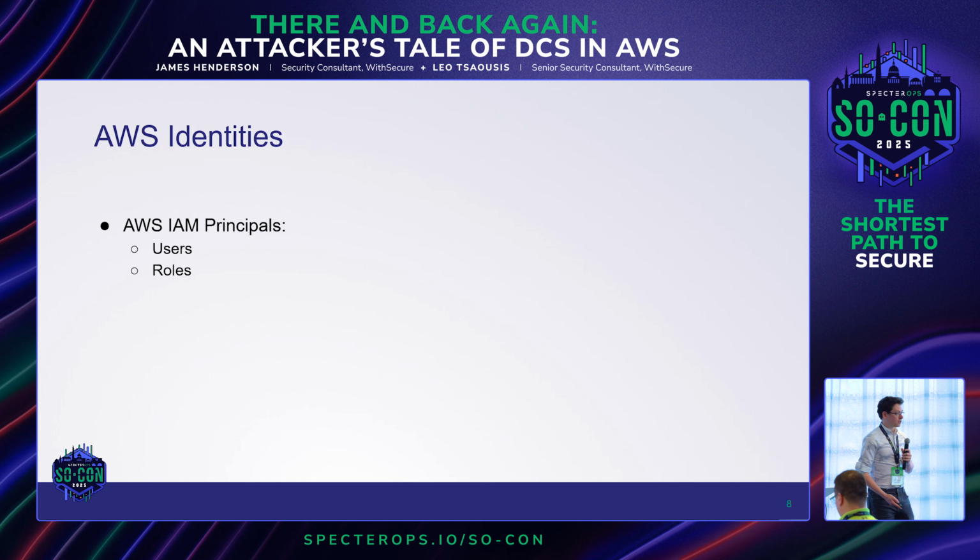In AWS, identities are called IAM principals. They're split into two types. Users, which are the more legacy form. They have long-term access keys, and we generally discourage against them now. Roles, these are often associated with temporary access, and they're much more widely used.